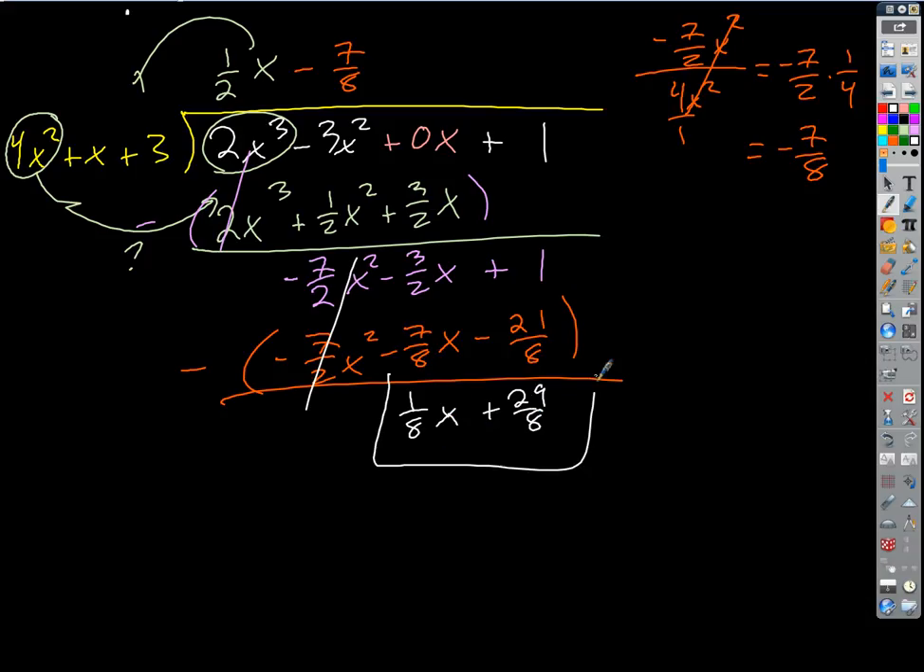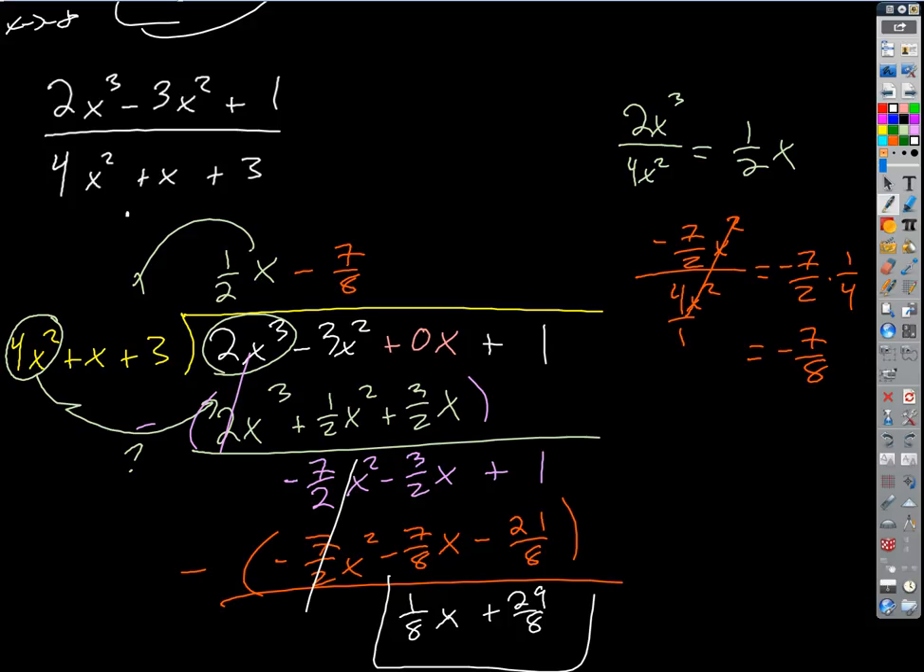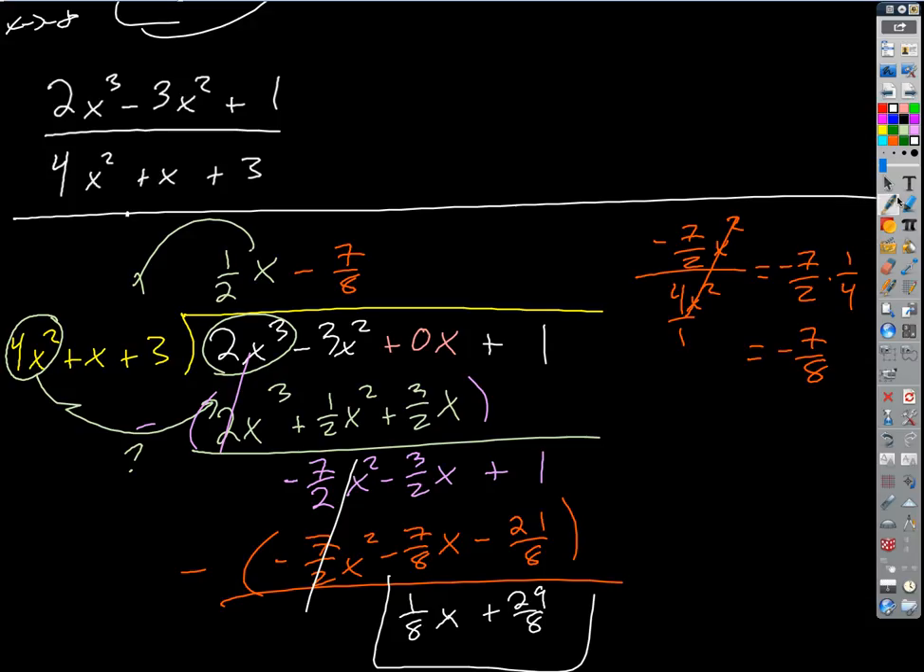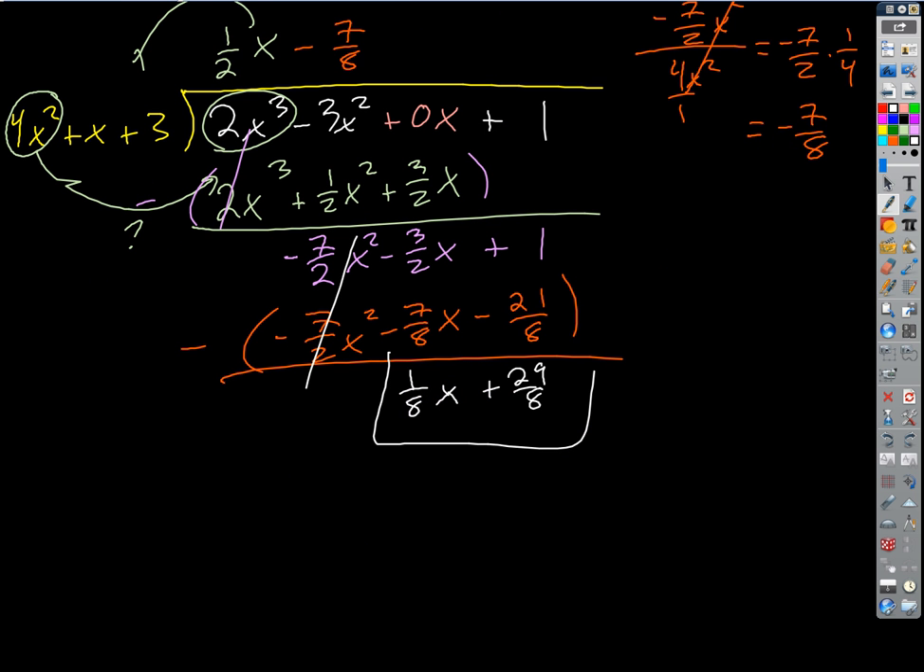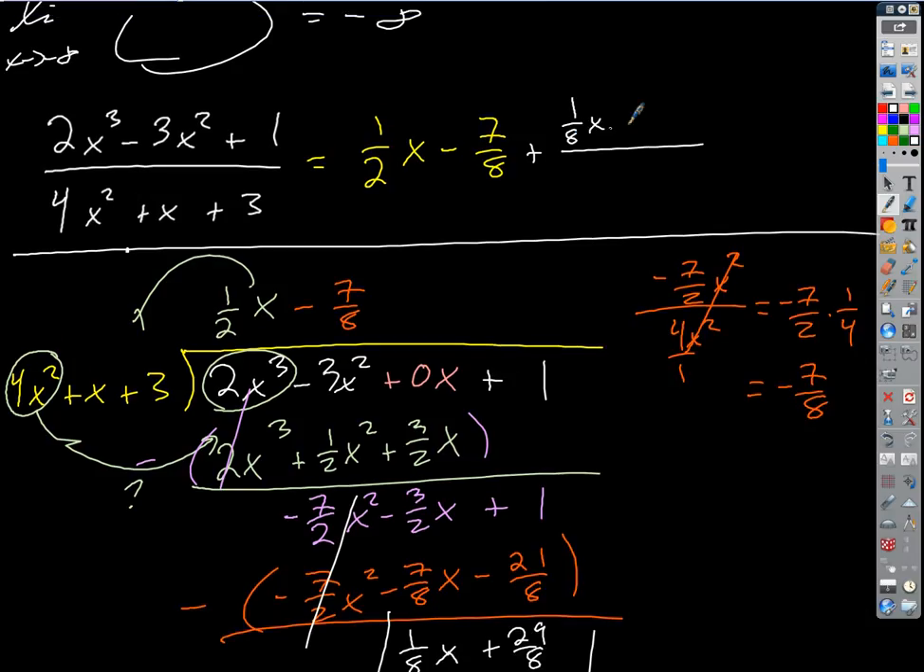And that's my remainder, right? Because now x squared will no longer divide into that. So if we go up here, now we can answer our question. What did this equal? This equaled 1/2 x minus 7/8 plus the remainder, 1/8 x plus 29/8, divided by, yeah, it remains over that.